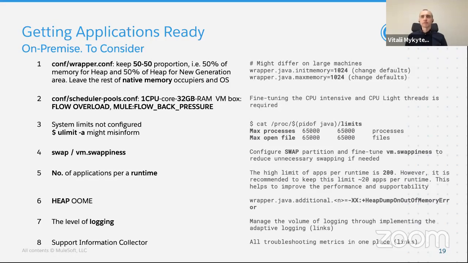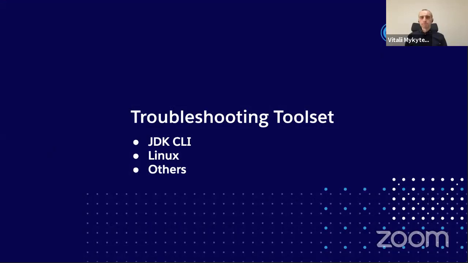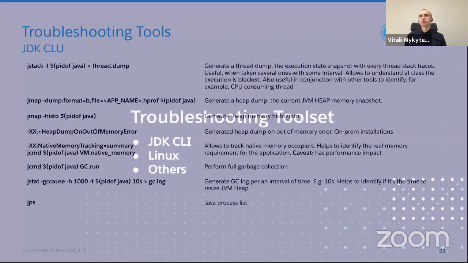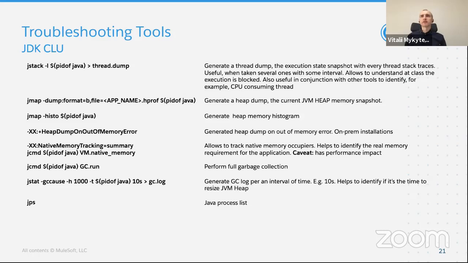And not only for that purpose, there is a knowledge article again in the links which describes all the functionality of the collector. Some tool set we use to troubleshoot applications. Sorry for the typo. So first of all, it's CLI commands provided by JDK, JStack for example, thread dump generation, JMap for taking heap dumps and histograms of the live runtime process.